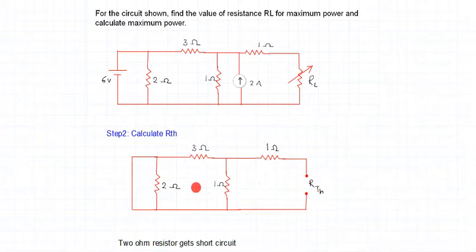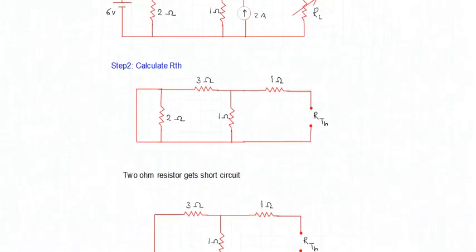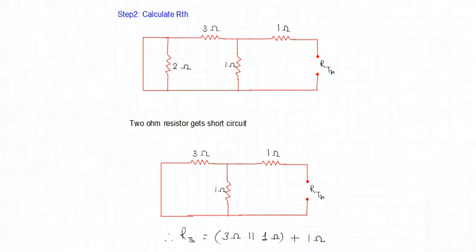Looking into the circuit, we easily understand that this 2 ohm resistor is getting short circuited because we short circuited the voltage source. So this resistance becomes 0. The circuit modifies to this circuit, with this part of the network becoming a short circuit. The remaining elements are the 3 ohm resistor, the 1 ohm resistor and this 1 ohm resistor.